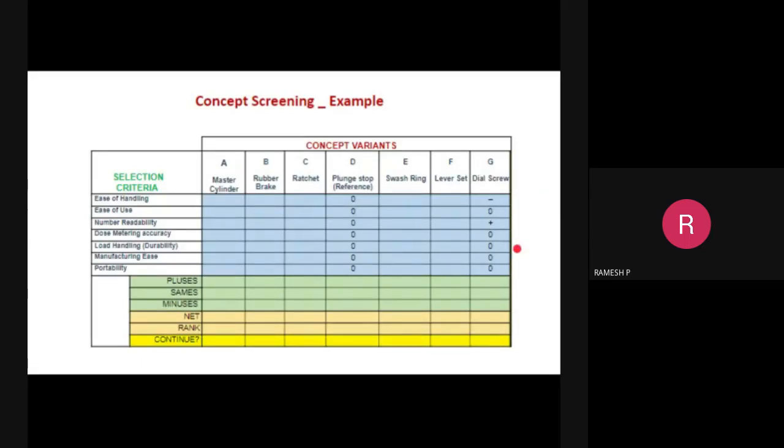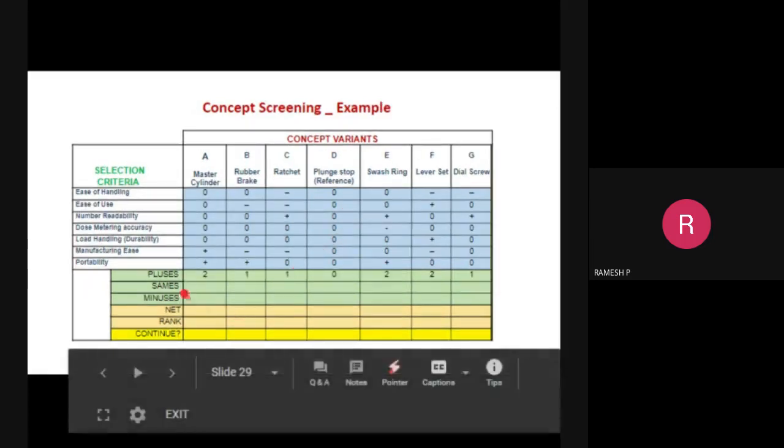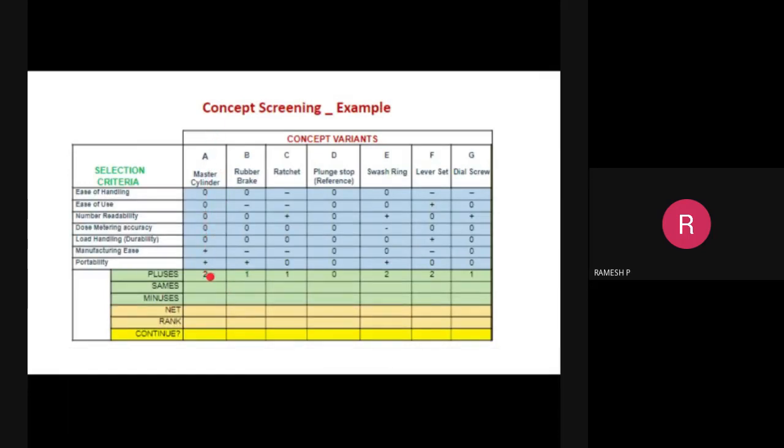Okay, clear. Next one. Now we have provided our rating of positive, negative, and neutral, 0, comparing our individual different concept with respect to the reference concept. Then we are about to calculate what? The total number of pluses, total number of sames, total number of minuses. What is the total number of pluses in each and every individual concept? Consider the concept master cylinder.